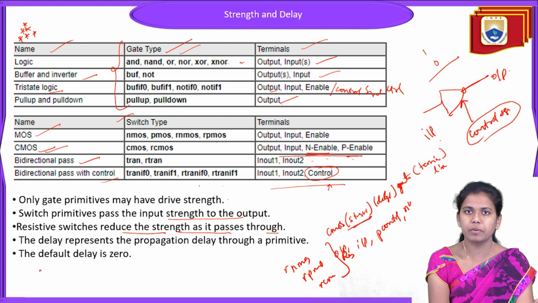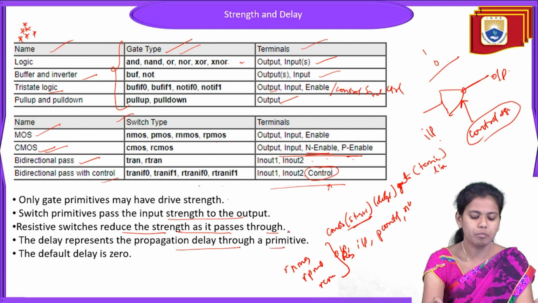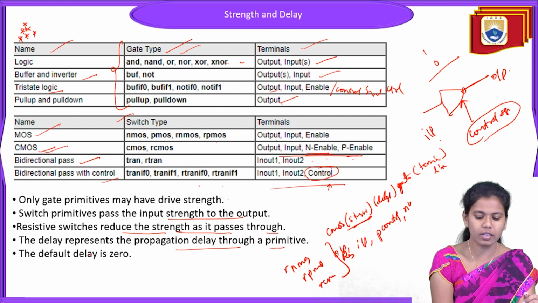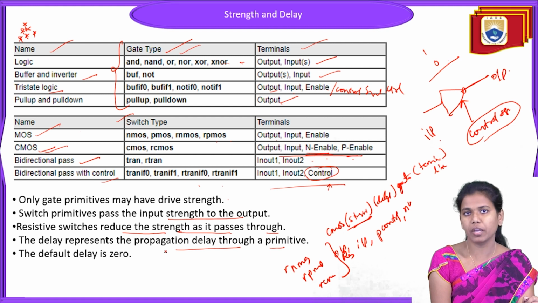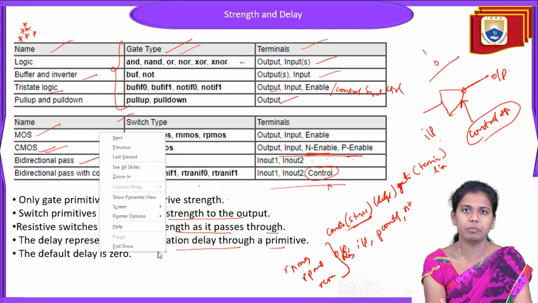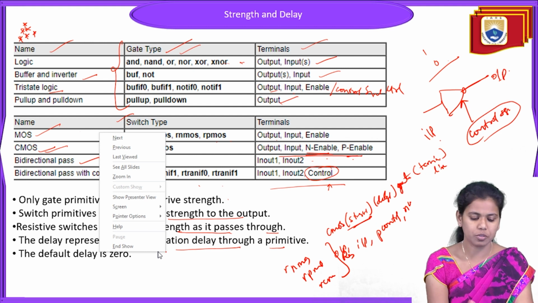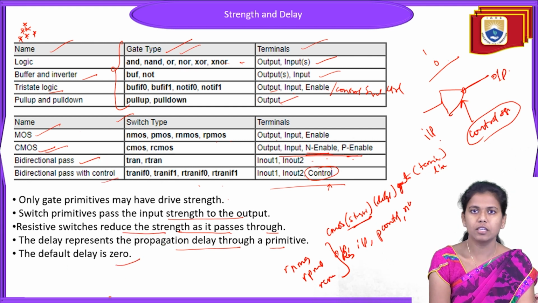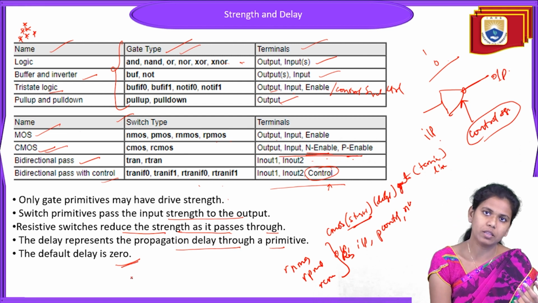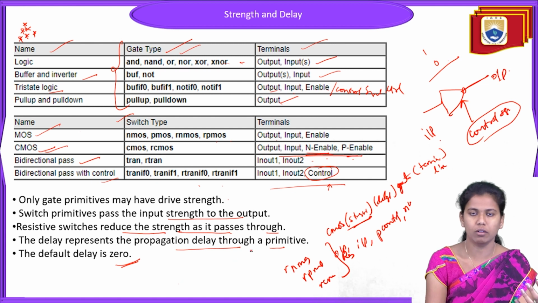And then the delays represent the propagation delay through a primitive. Here it is very prominent to represent the delays in both cases, in the gate primitives as well as the switch primitives. Propagation delay takes place with respect to the delays, right? So obviously we will initialize a delay in both the gate and switch. Then the default delay is 0. By default the delay starts with 0, 10, 20 and so on.